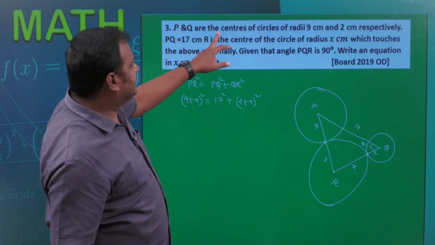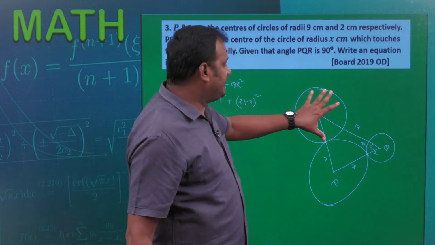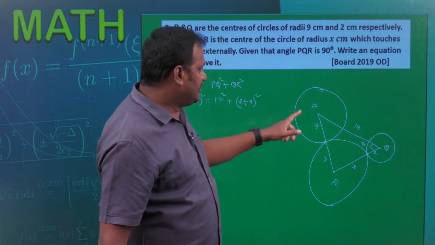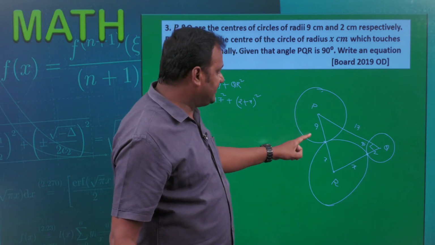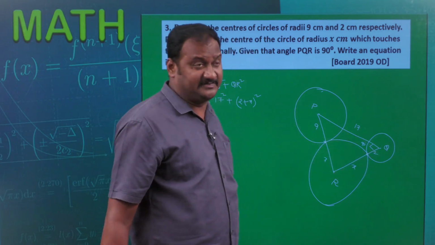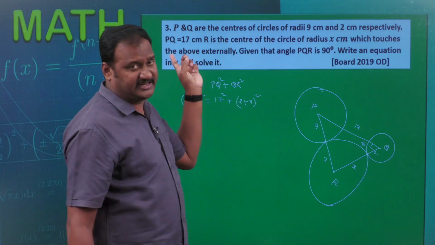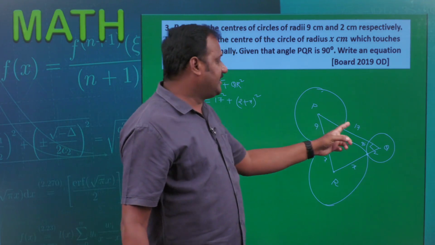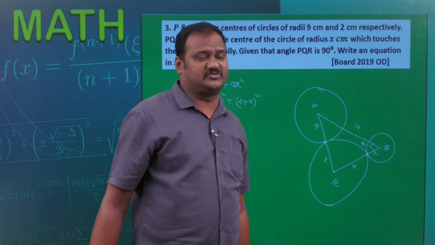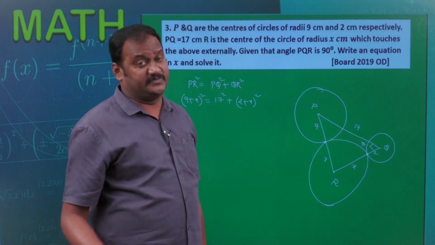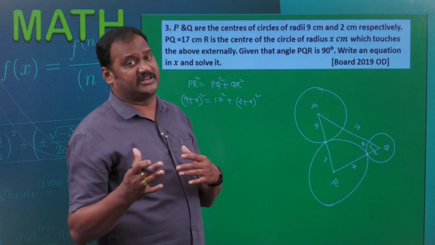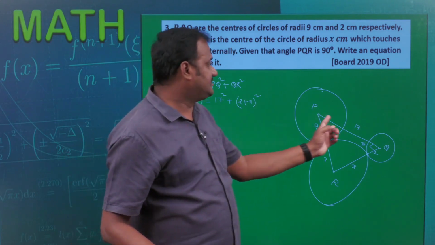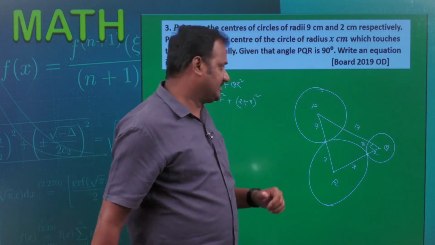See, P and Q are centers of two circles. So this is one circle whose center is at P, and this is another circle whose center is at Q. The radius of this circle is 9 centimeters, and the radius of this circle is 2 centimeters. But the distance between the centers of the two circles is 17, as given. So this is 9 and this is 2. 9 plus 2 is equal to 11, so it should be more than 11. It means both the two circles whose centers are P and Q are not even touching externally, leaving some gap between them.